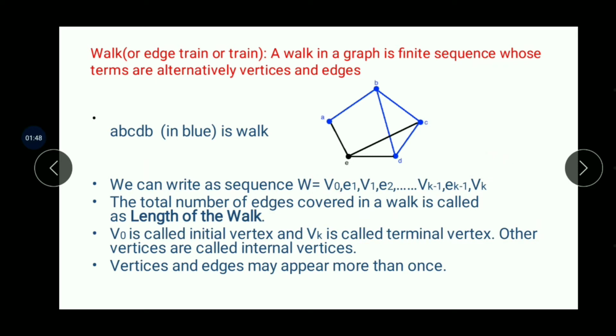And what is the length of the walk? The length of the walk is the total number of edges covered in that walk. Like in this walk A, B, C, D, B, we have covered 4 edges, so the length of this walk is 4.